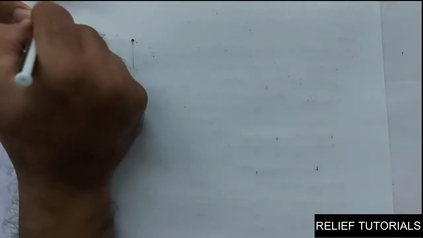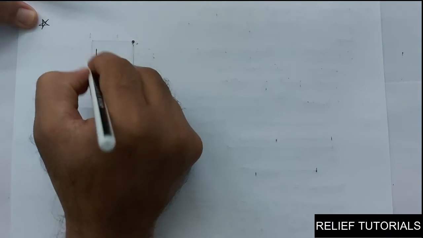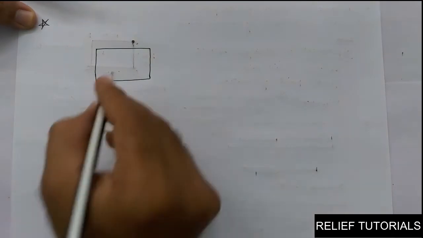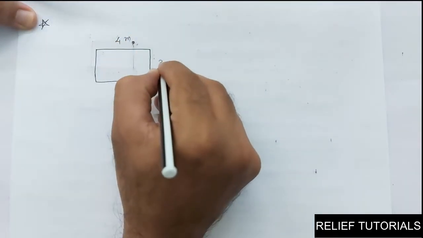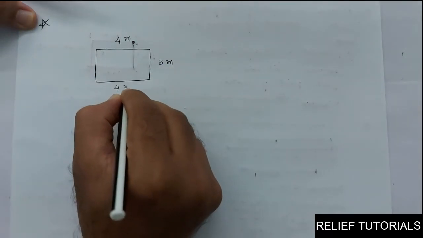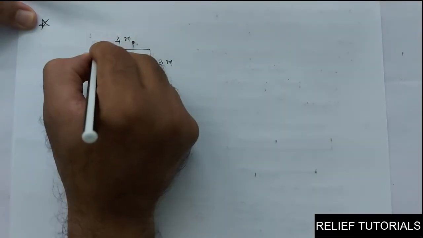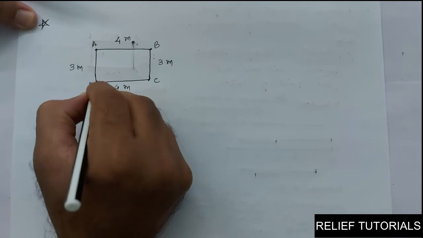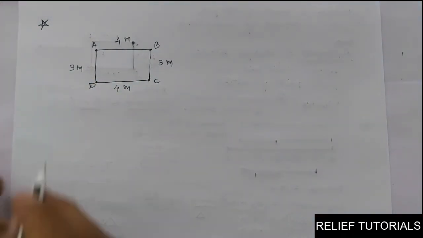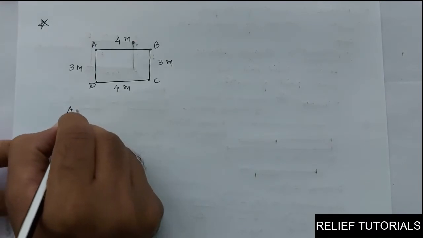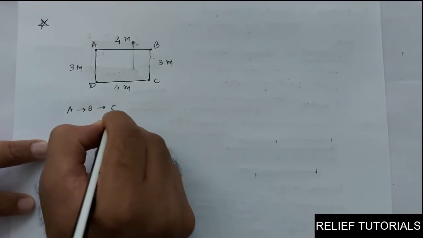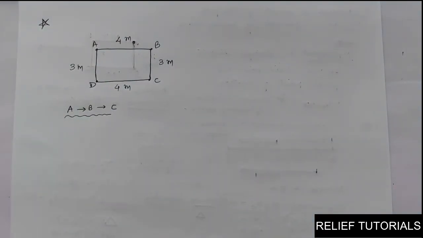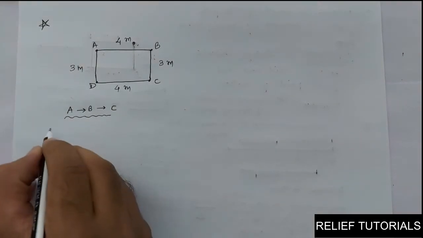More examples. Consider again a rectangular field. The length of this side is 4 meters and the length of this side is 3 meters. So this should be 4 again and this is again 3. This is point A, point B, point C and point D. Now one person starts the journey from A, goes to B and goes to C only. This is the motion of the person going from A to B to C. Now find distance and displacement both.